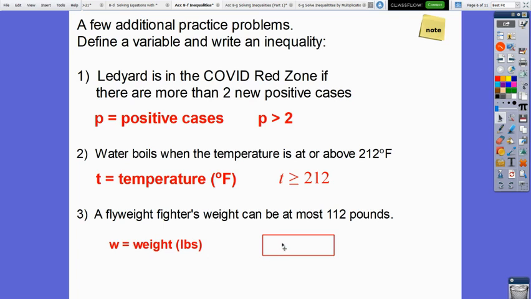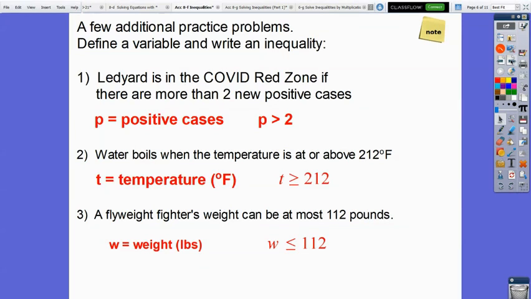And at most 112 means that the weight has to be less than 112, right? But can it be equal to 112? At most means yes, it does include the boundary of 112. So if the person weighs 112 pounds, they're a flyweight, they can fight. If they're over 112 pounds, nope, then they've got to go up to the next one, which is like bantamweight or something like that. Translating these words, that table on the previous page is very useful to know which inequalities to use for which words.